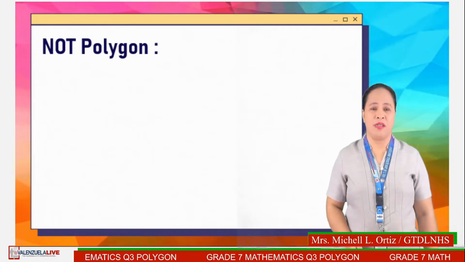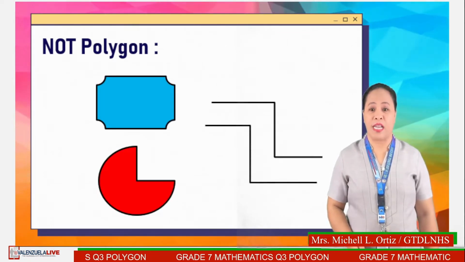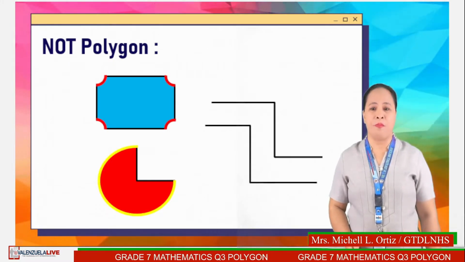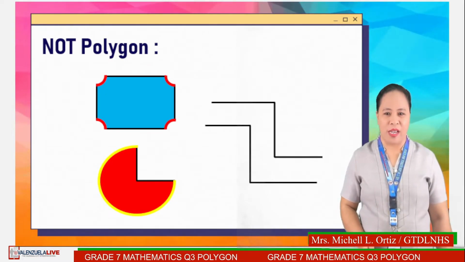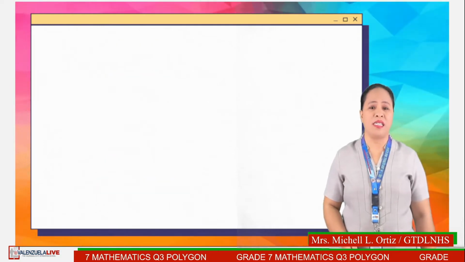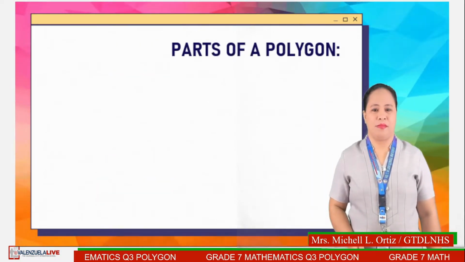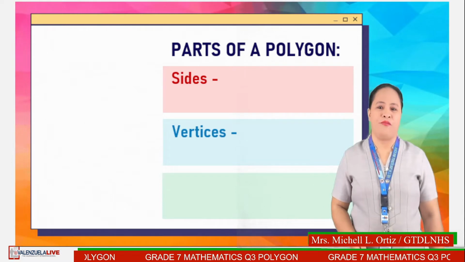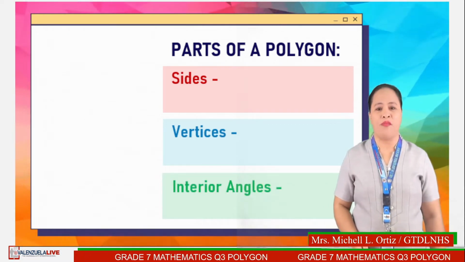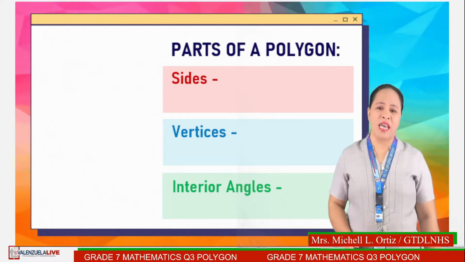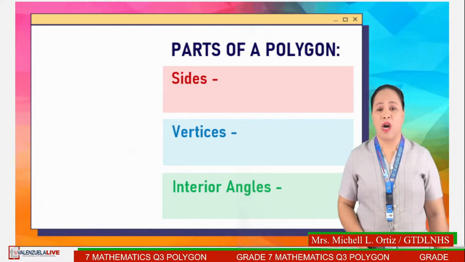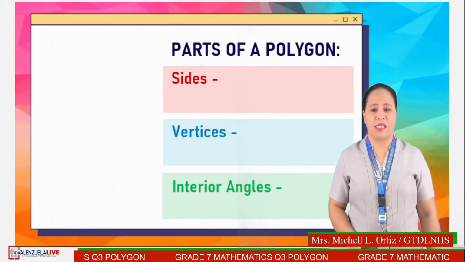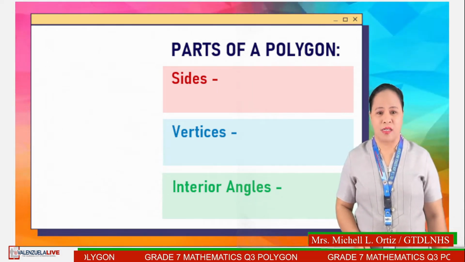And the following figures are not polygon. Take note that if the figure is not closed or figure has curved part, then it is not a polygon. A polygon has 3 primary parts, namely sides, the vertices, the plural of vertex, and the interior angles of the polygon, wherein the segments itself is the side of the polygon and the common endpoints of the segment is the vertex, while the angle formed at the vertices inside the polygon are the interior angles.